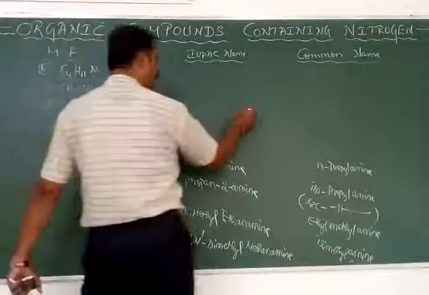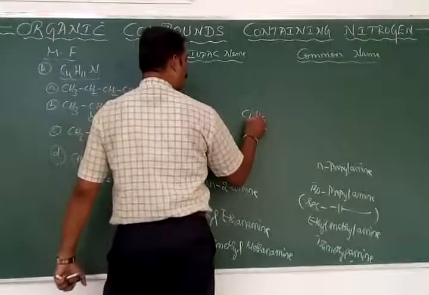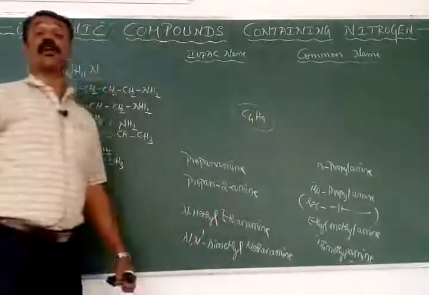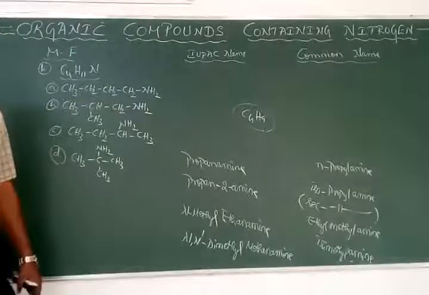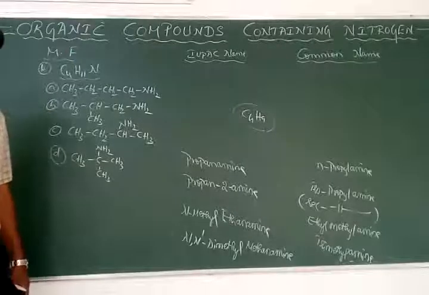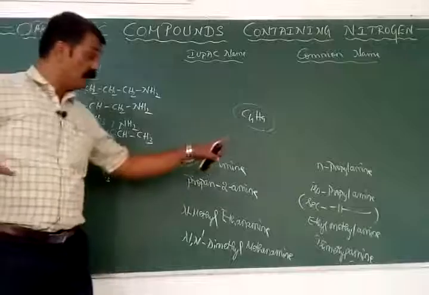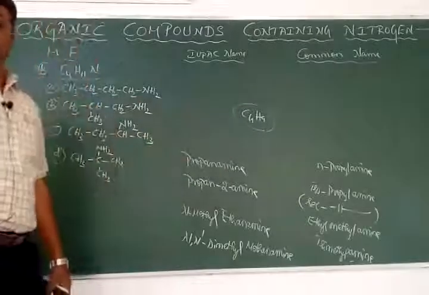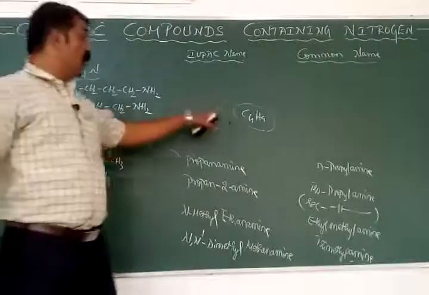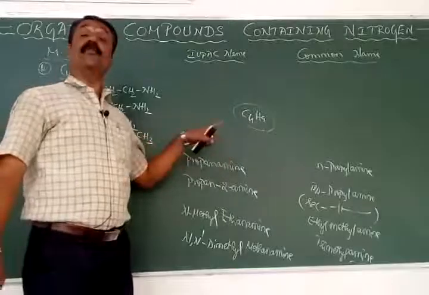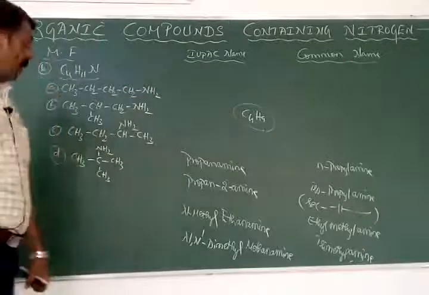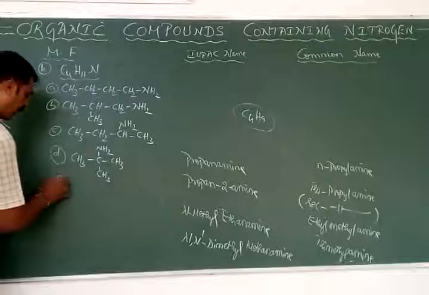Remember, if C4H9 is the case, it is called butyl. Methyl has only one, ethyl has only one, but propyl has two: n-propyl and isopropyl. Similarly, butyl has four: n-butyl, isobutyl, secondary butyl, and tertiary butyl. Then we will have the secondary amines for this one.